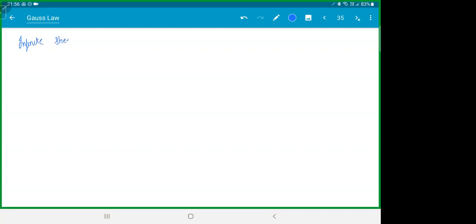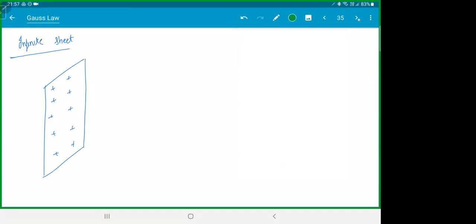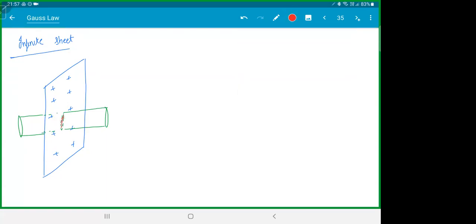Infinite sheet. Let's see, if you have an infinite sheet and you want to find the field, do you remember the result for an infinite sheet? We derived it. What? Sigma by 2 epsilon. So how do we derive this? Consider a Gaussian surface like this. You take a cylinder and push it through the sheet. Then if you look here, this is the charge enclosed. The Q enclosed will be sigma times area.